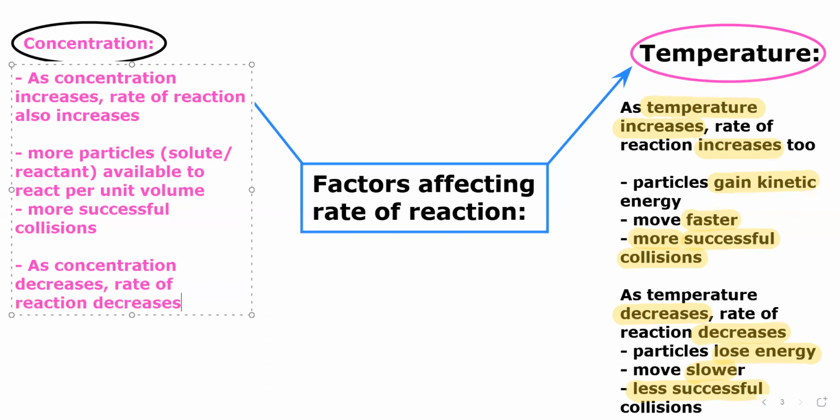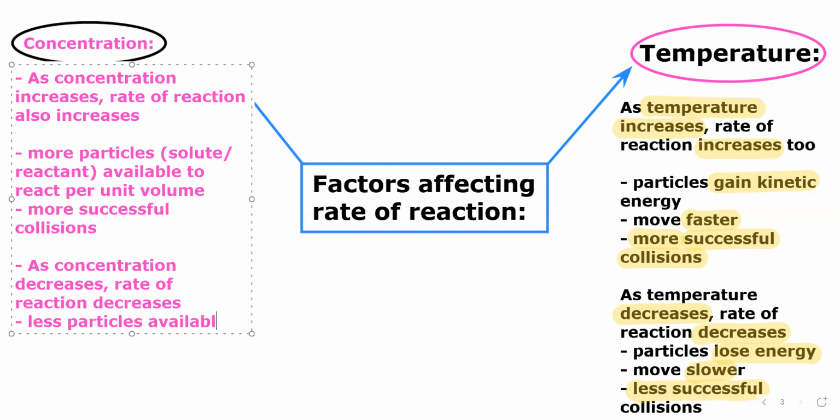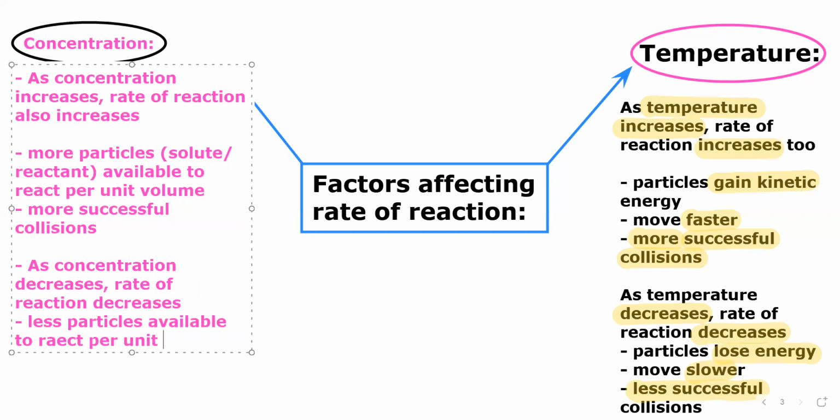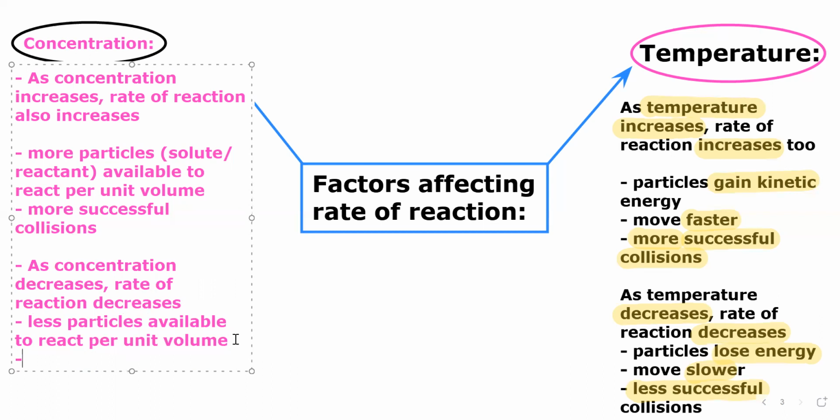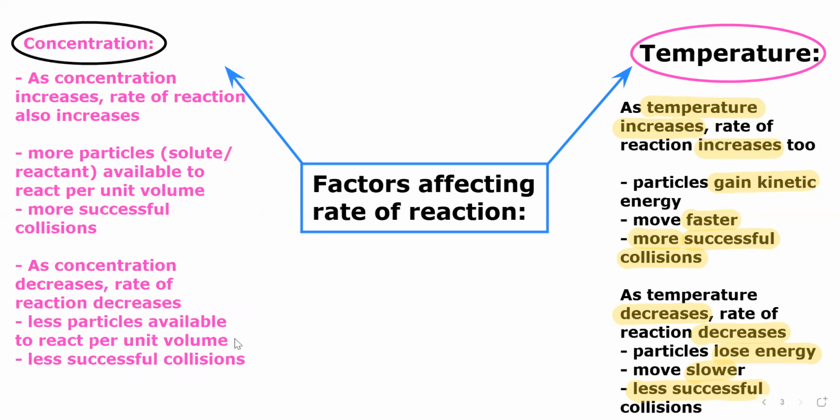And why is this so? Fewer particles available to react per unit volume. Make a habit of writing the full answer. So when fewer particles are available to react per unit volume, it means there will be fewer successful collisions, so rate of reaction decreases. So these are our answers with all the keywords that we need in the exam.